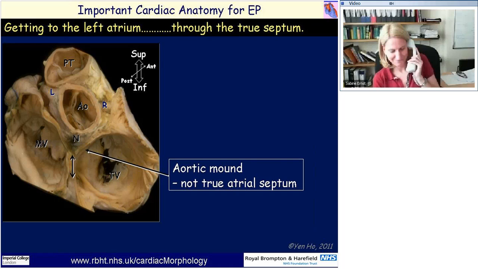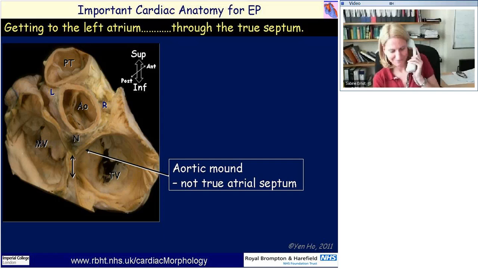We can see immediately the very central location of that aortic valve, with the left and the right coronary arteries taking off from the two aortic sinuses that are very close to the pulmonary outflow tract. The non-coronary aortic sinus lies just in front of the plane of the atrial septum and is related to both the left atrium as well as the right atrium. So there is a part of that right atrial chamber anteriorly which is related to the aortic sinus here, the bulging aortic sinus, and this is termed the aortic mound, which is not truly of the atrial septum.